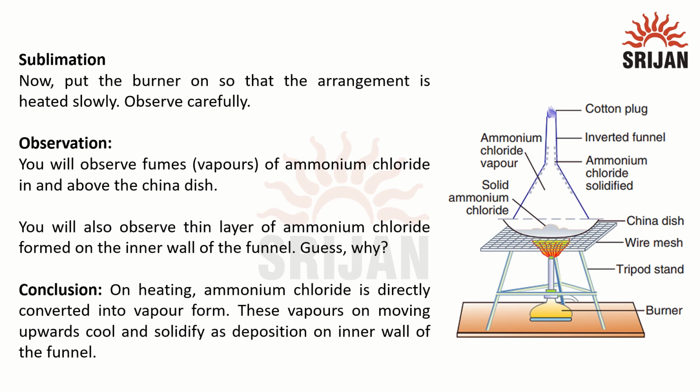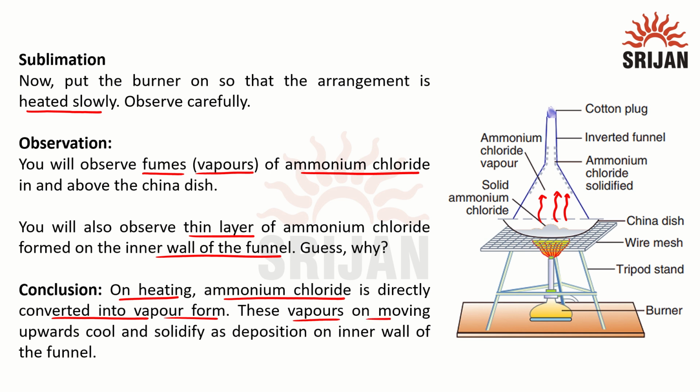Now what is the observation that we make after some time? So we have to put the heat and observe it. Now we will observe that there will be small fumes or vapors coming out, that is ammonium chloride vapors, from the china dish. And as and when it becomes a vapor, slowly it will form a small, thin layer on the inner wall of the funnel.